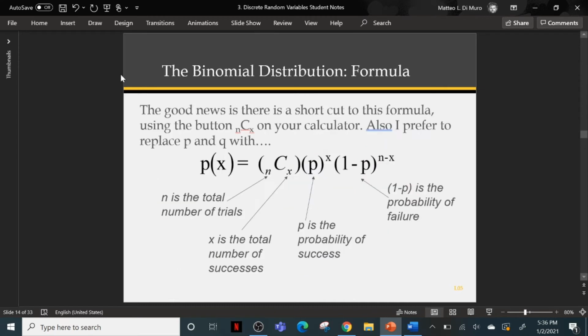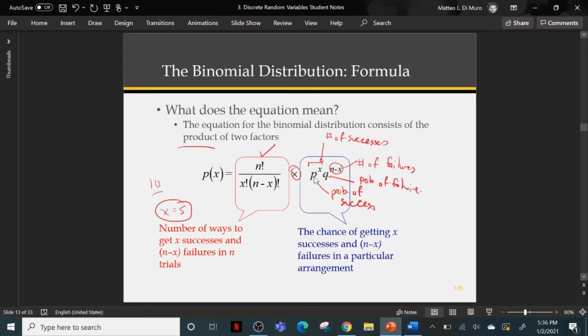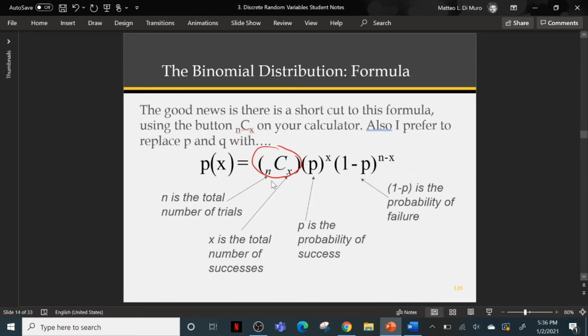And now, finally, here's the formula that we're actually going to use. The good news is there is a shortcut to the formula, and you're using this button, nCx, on your calculator. What this is replacing is this whole massive fraction. So instead of having to calculate this, there's a handy button on your calculator. It will literally look like this: a button with a little subscript n, a little subscript x, and then the big C. That is the button that tells you the total number of ways you can do something in a certain way.